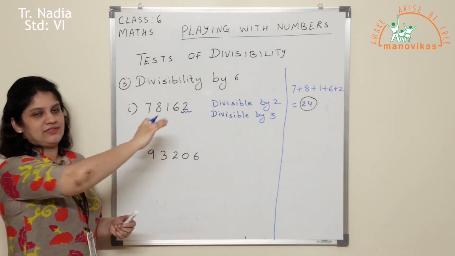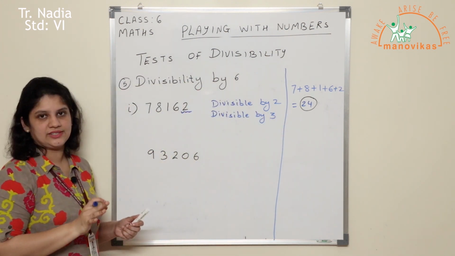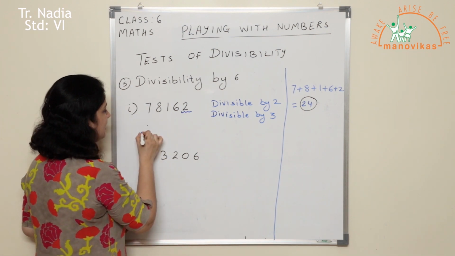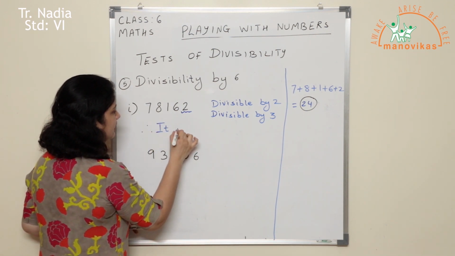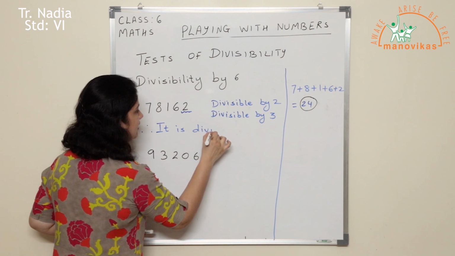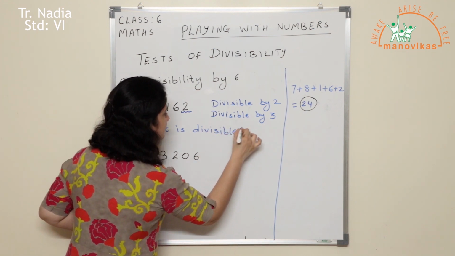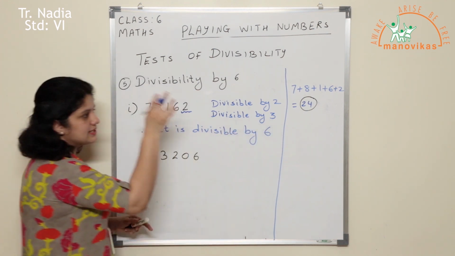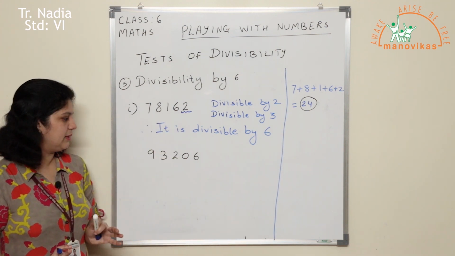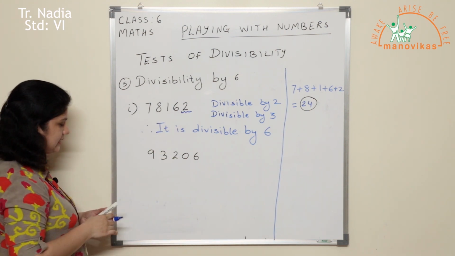Now, since it is divisible by 2 as well as divisible by 3, I can say, therefore, it is divisible by 6. Okay? Since it has cleared both the tests, it is divisible by 6. Now, let us go to the second example.